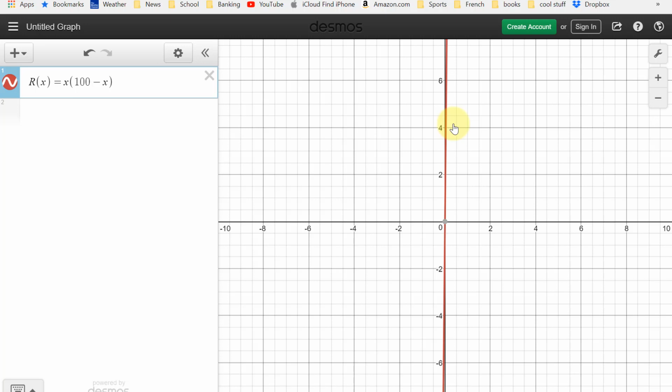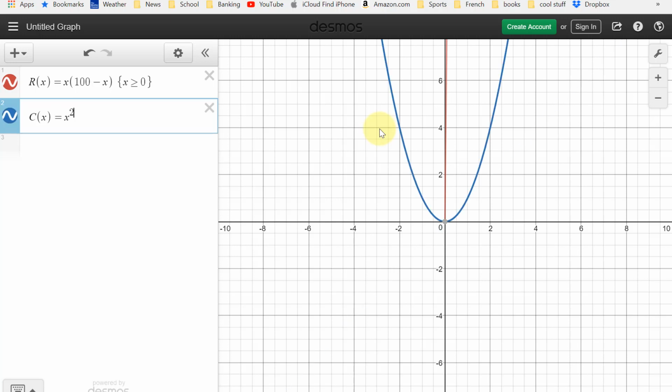But I know that negative x's aren't relevant in this case. So let's do the same thing we did before where we'll put a restriction x greater than. I just type the greater than sign and then I type equal right after it and it creates the greater than or equal. And so I put greater than or equal to 0 so that it only graphs values where x is greater than or equal to 0. Okay. I'm not going to adjust the window yet. Let me put the other one on there. The cost function was x to the power 2 plus 15x plus 500.